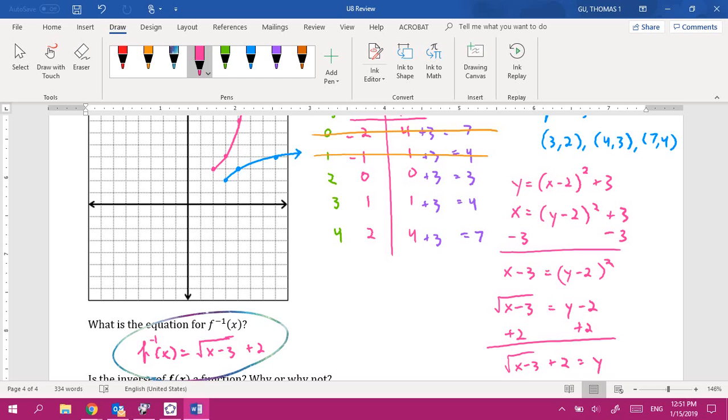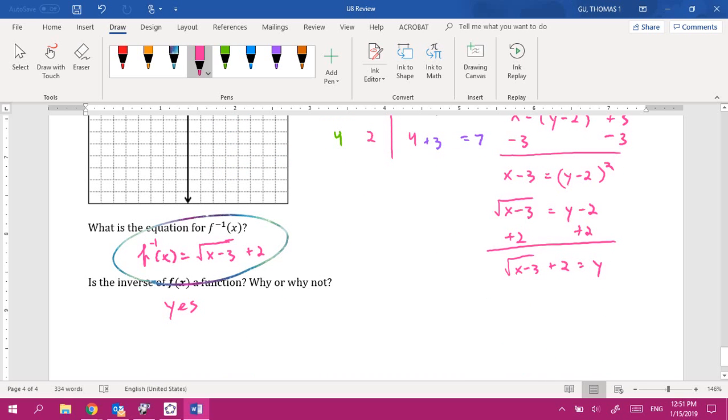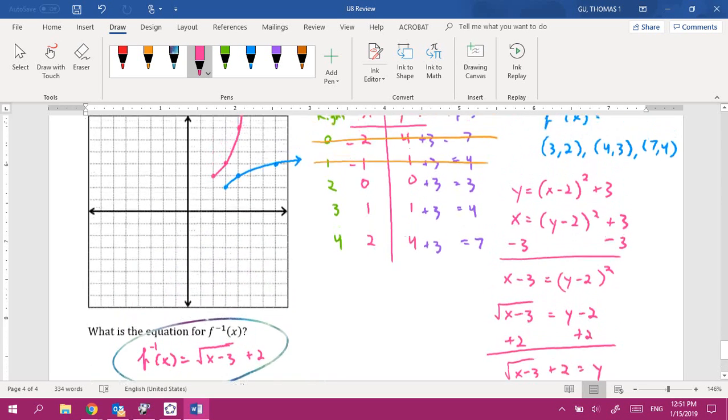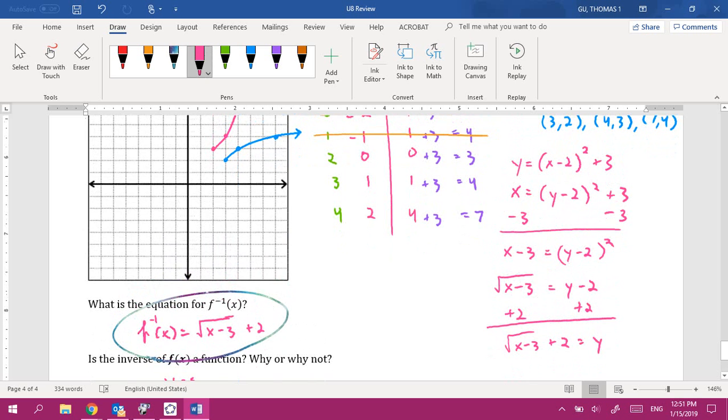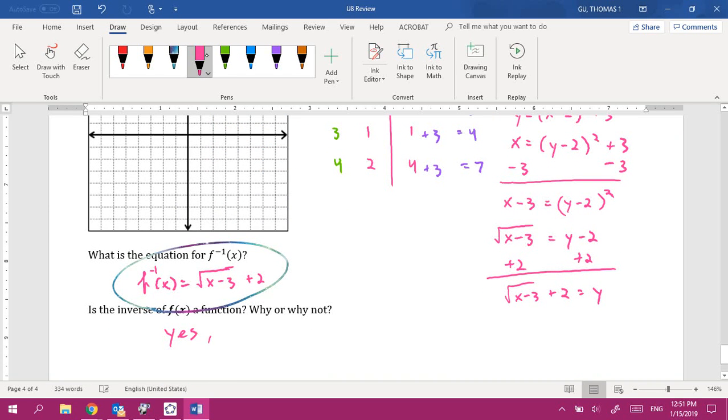Because it has points? There are many things that have points that aren't functions. How do you tell if something's a function or not? What line test? So on this inverse function, which one is it? Vertical line test, right. Because the inverse function f negative 1 of x passes the vertical line test.